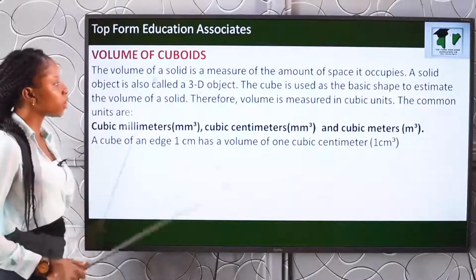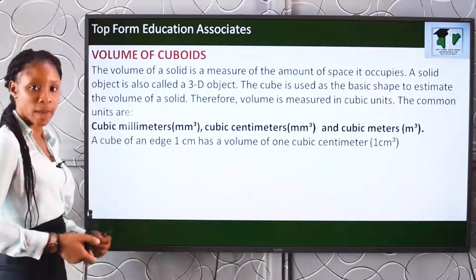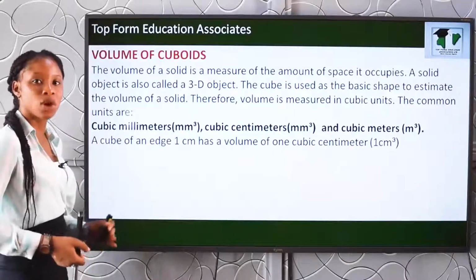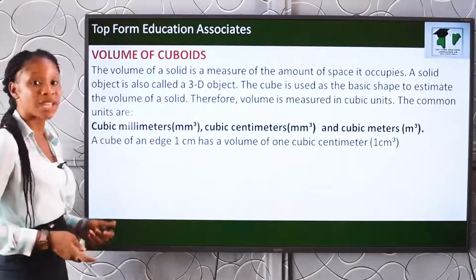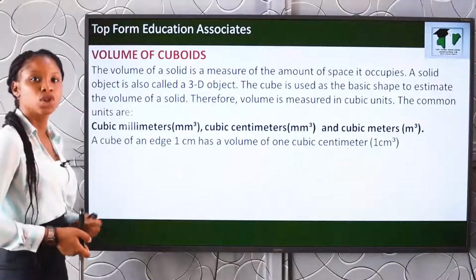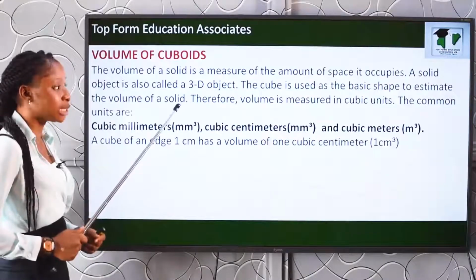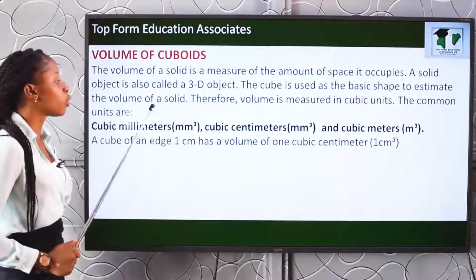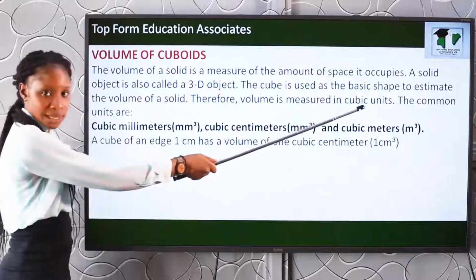Volume of cuboids. The volume of a solid is a measure of the amount of space it can occupy. A solid object is also called a 3D object, meaning a three-dimensional object. The cube is used as the basic shape to estimate the volume of a solid. Therefore, volume is measured in cubic units.